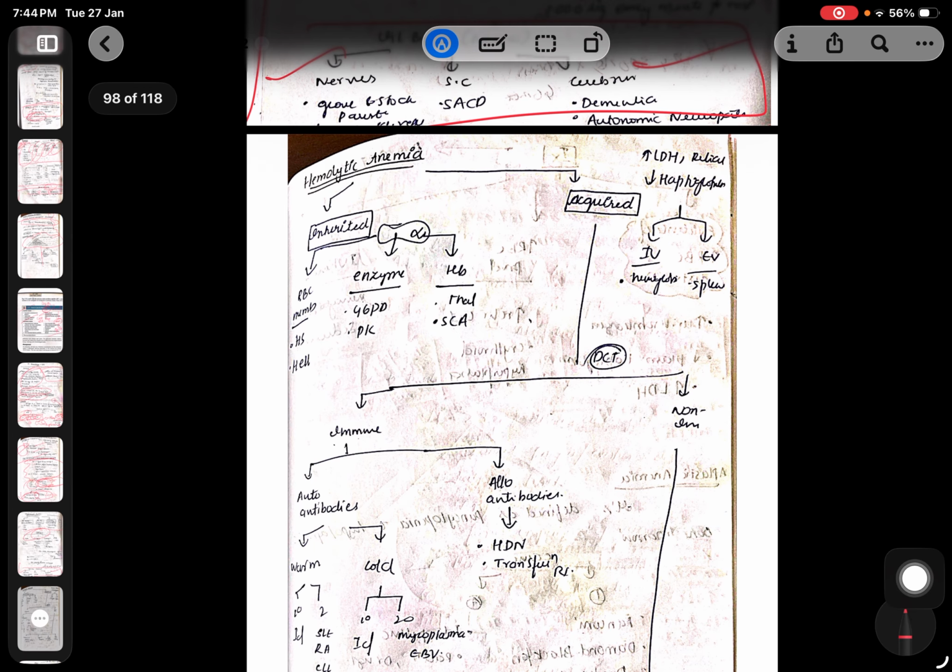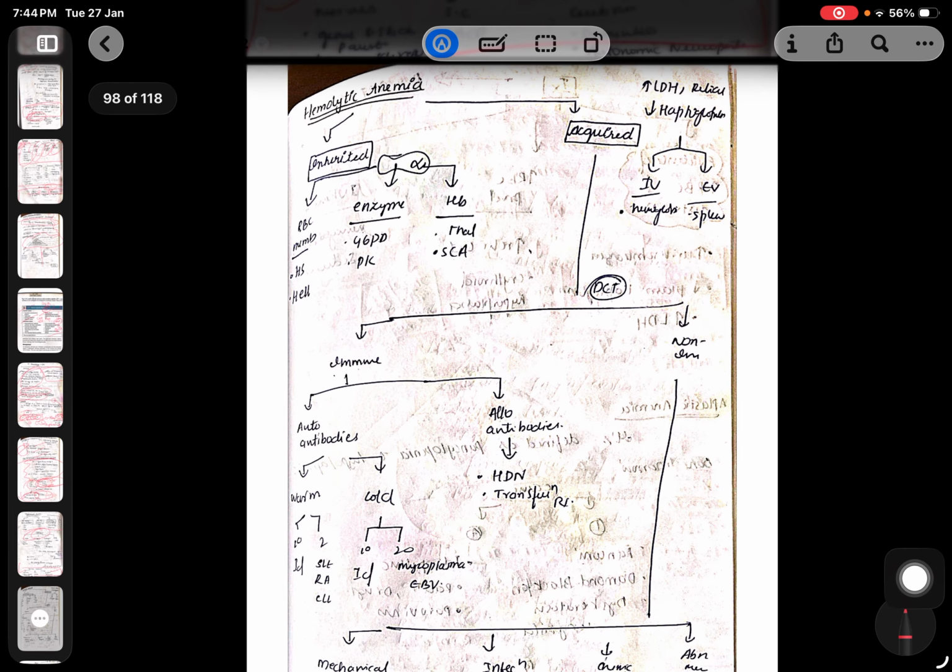Okay. Hemolytic anemia, again there is a concept here. It can be either inherited or acquired. If an RBC has to be destroyed, it might be destroyed due to internal instability, or an external force or external instability. For external instability to happen, it might be due to an immune attack or a non-immune attack.